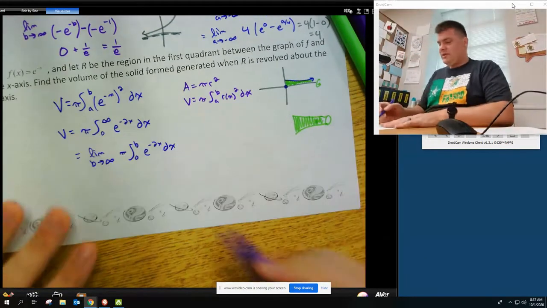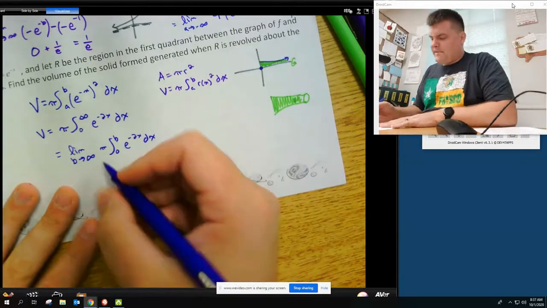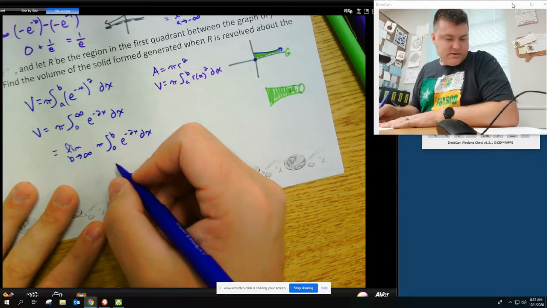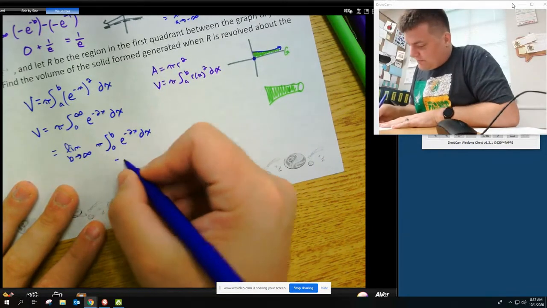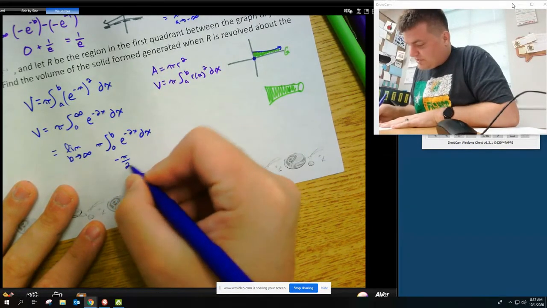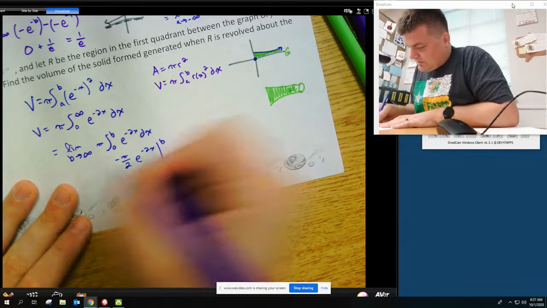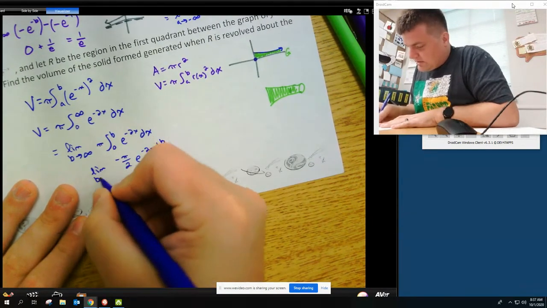dx. We do a bit of a baby u-sub here, and we're going to get the antiderivative of that to be 1/2. Pull out the negative, so it would be negative 1/2. So how about negative pi over 2 e to the negative 2x from 0 to b. Do not forget that limit notation.